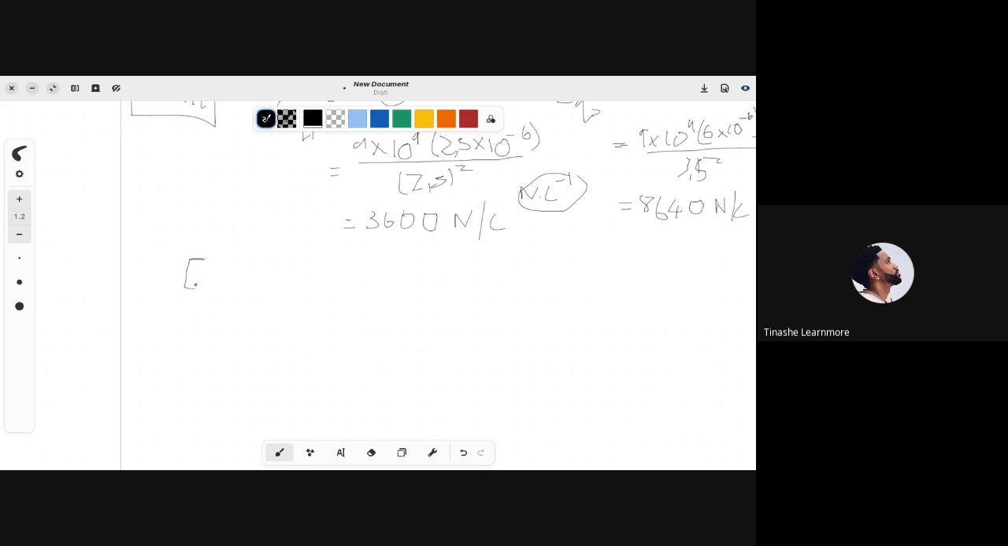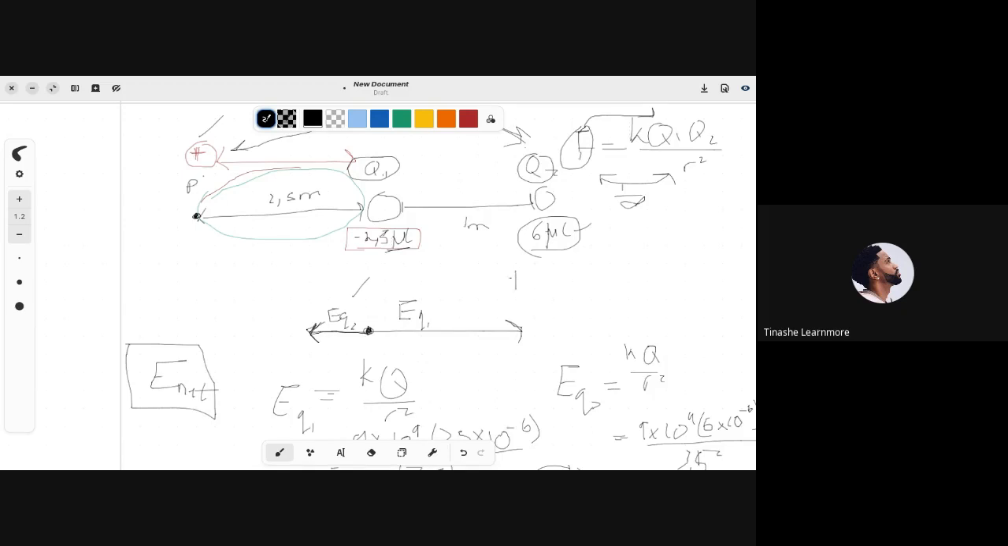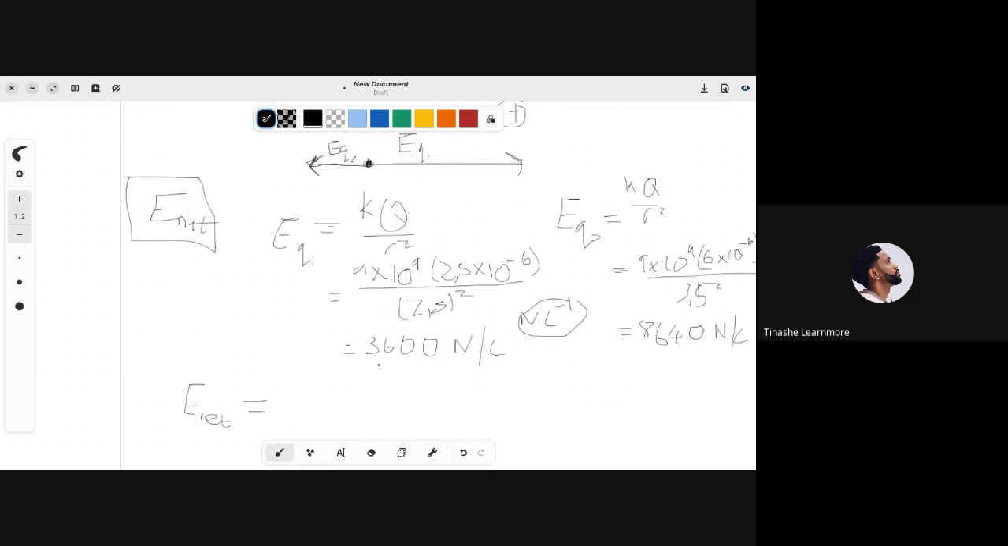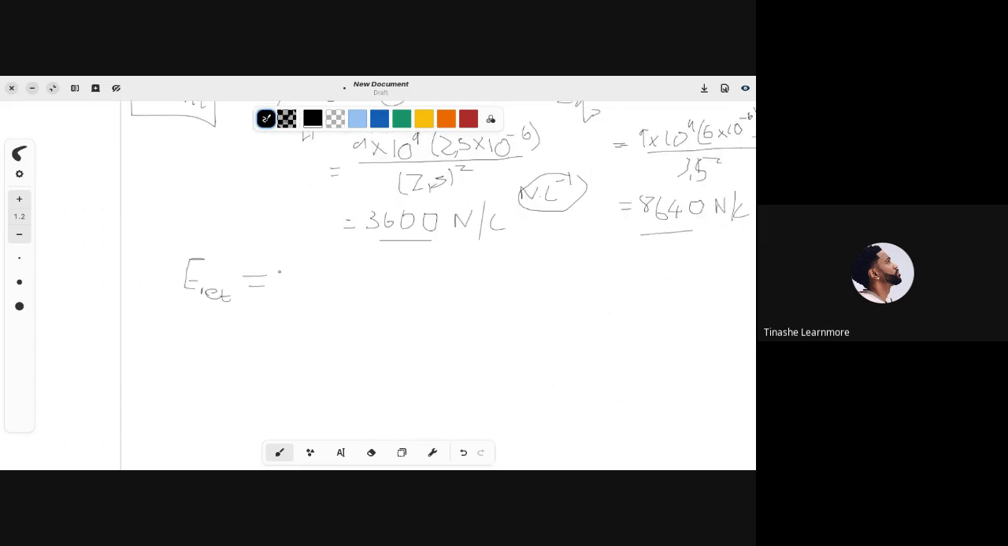Then that means now our E net is going to be. Looking at this, we're going to take the forward as positive. I like following the Cartesian plane, so we'll follow it as such. So this would be this minus that. So that's just 3,600 minus 8,640, and we're going to get a negative 5,040, which is therefore 5,040 newtons per coulomb. Any questions?